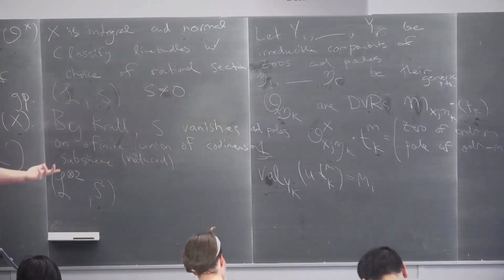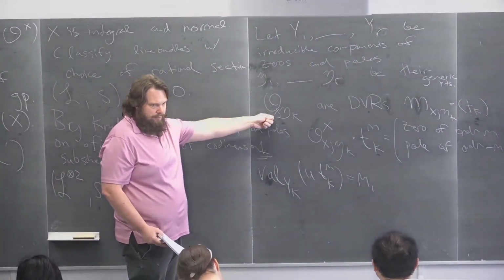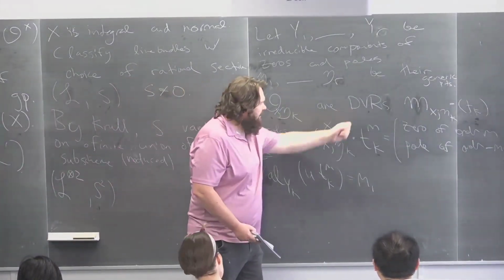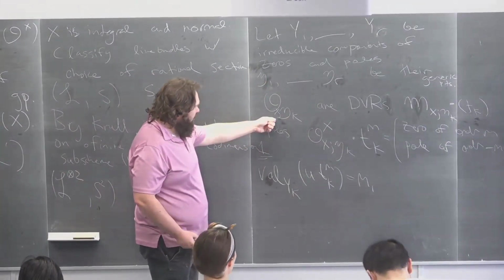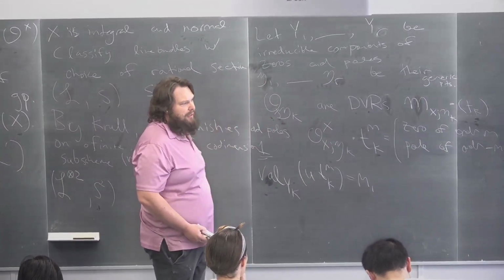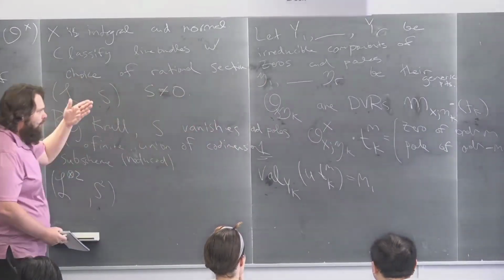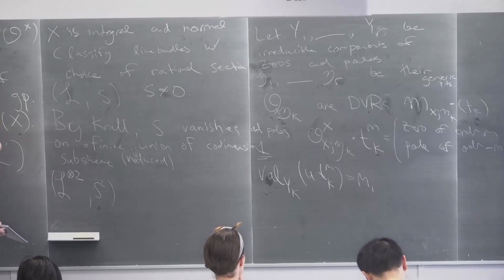And this only makes sense because this is a regular local ring. So this being a DVR tells me that, generically transverse to y of k, I get something nice and smooth. And it makes sense to ask what order I vanish to generically in y of k.